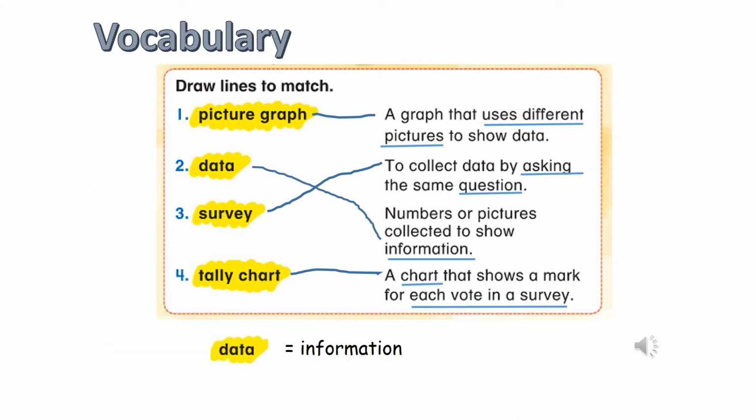Now let's go back to number 2, data. Data is really just information. So data is numbers or pictures collected to show information. You collect that information in a survey. You use the survey to create a tally chart, and you use the tally chart to create a picture graph or a bar graph.